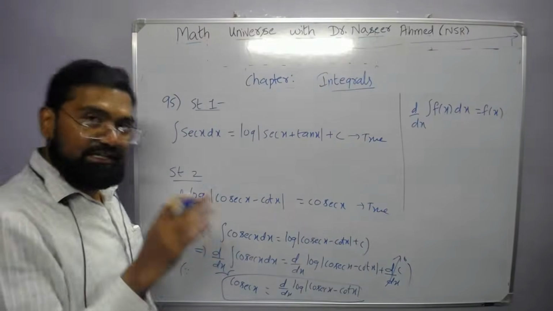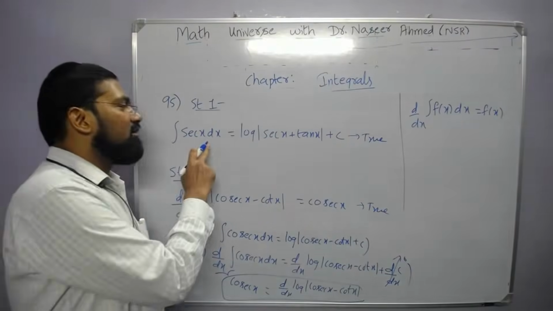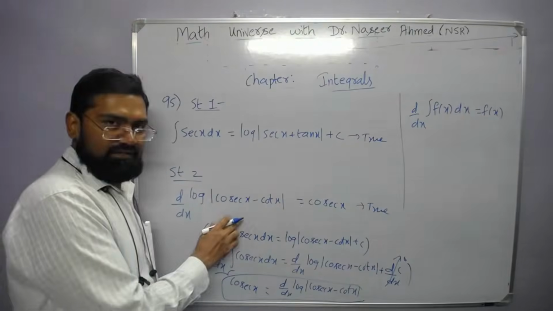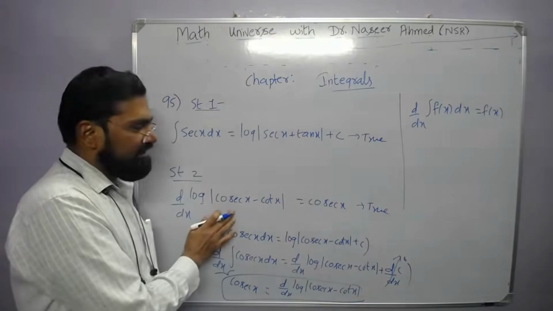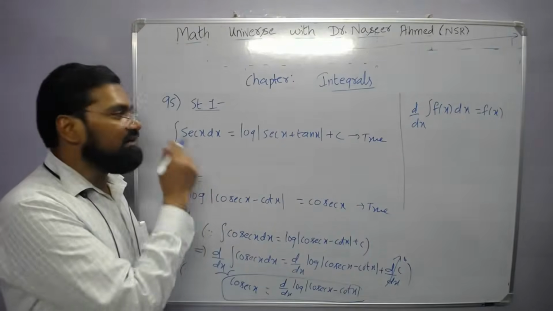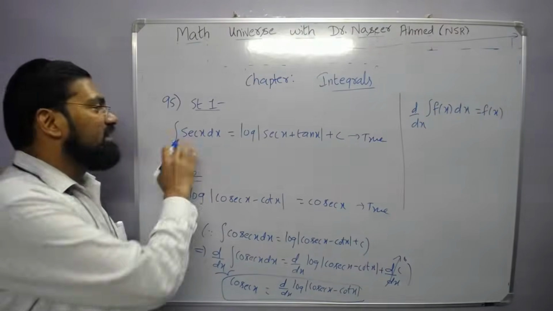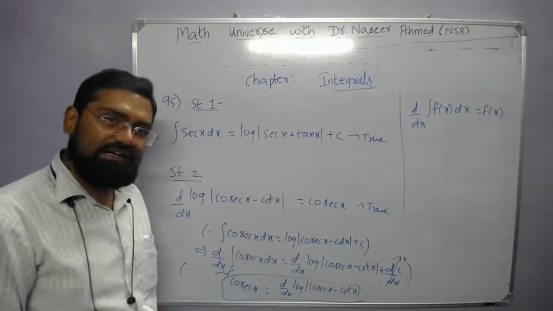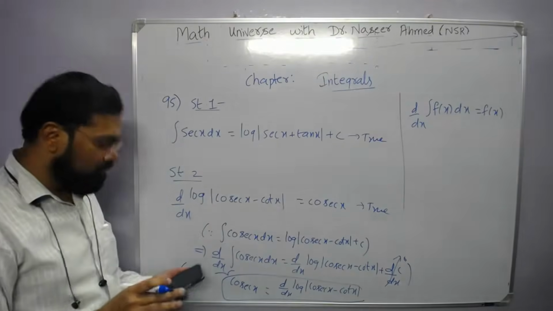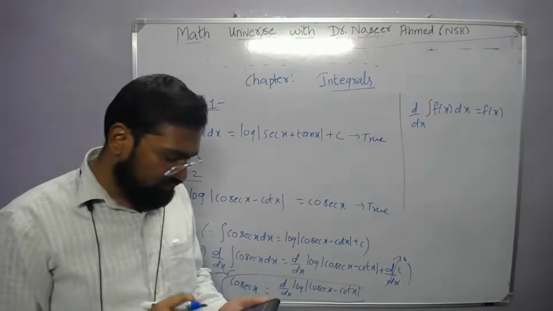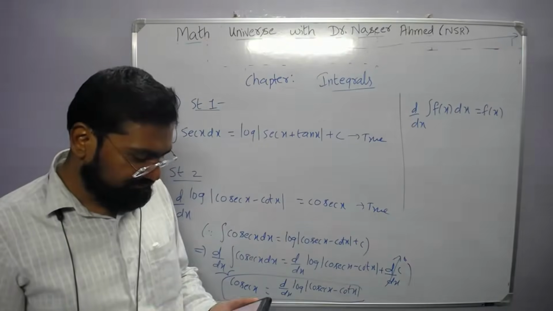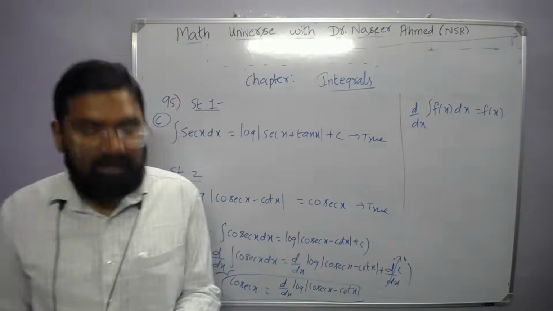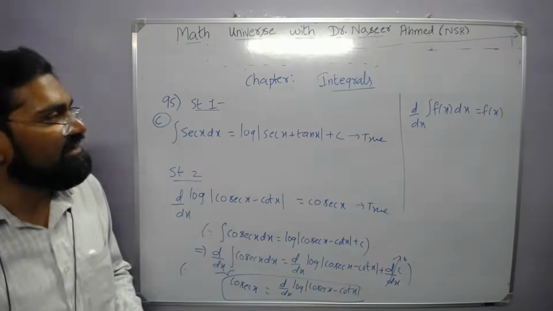But this is not a correct explanation. Here they are talking about secant, but there they are talking about cosecant. If they had taken secant instead of cosecant, then it would be a correct explanation. Or if in place of secant they had talked about integration of cosecant, that would have been a correct explanation. So both the statements are true, but it's not the correct explanation. Therefore, option C will be the correct one. Kindly make a note. Now we'll start definite integrals.